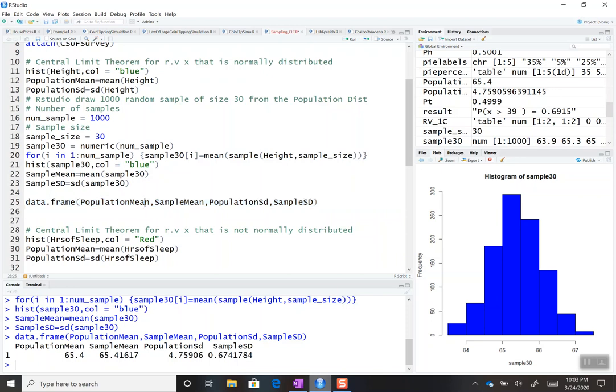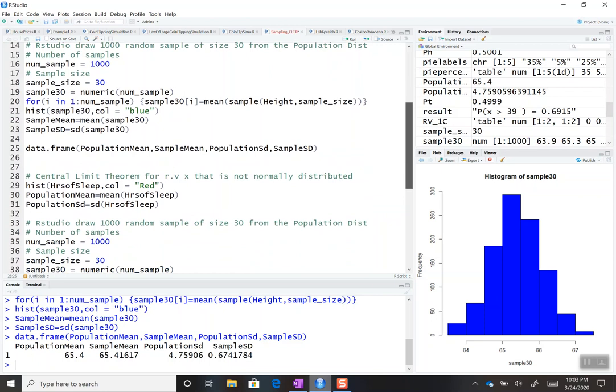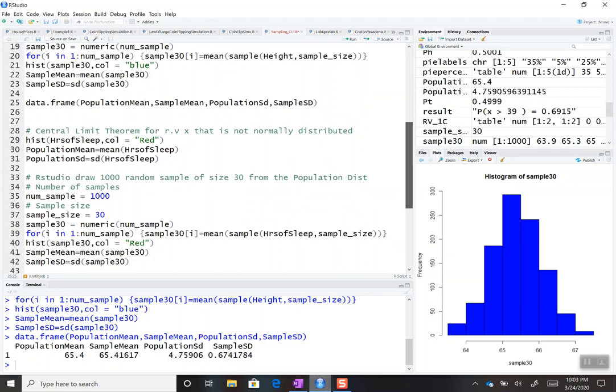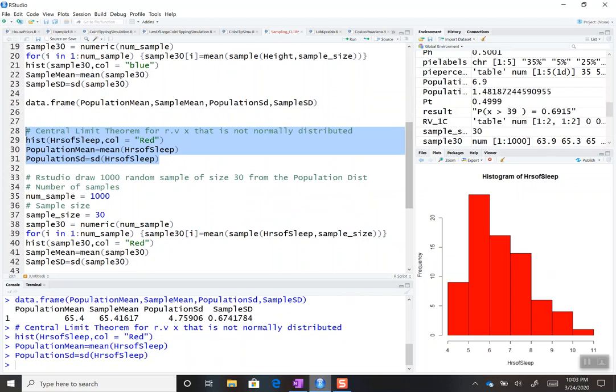Now, condition number 2 of the central limit theorem is for something that is not normal, a random variable x that is not normally distributed, such as the hours of sleep in this survey. As I run this, you can see that it is not normal. It is skewed right, with a long tail. So we're going to demonstrate our central limit theorem here. We're going to use a sample size of 30 and replicate this 1,000 times. This is called bootstrapping.